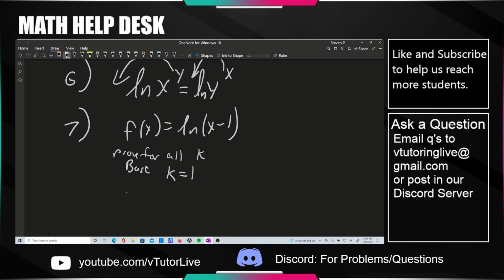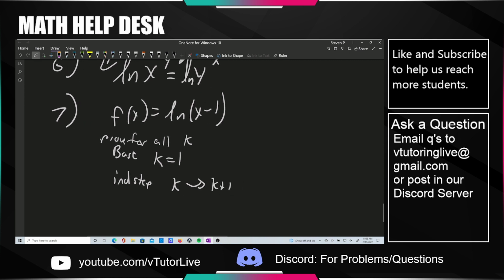And then after that, the inductive step is: given k is true, show that k implies k plus 1. The way I like to visualize this is, if you have a big number line and you want to prove something is true for every integer all the way out to infinity, right? If this is k equals 1 and this is 2, basically you're manually proving that 1 is true, and I'm using a check mark to show that it's good, it's true.